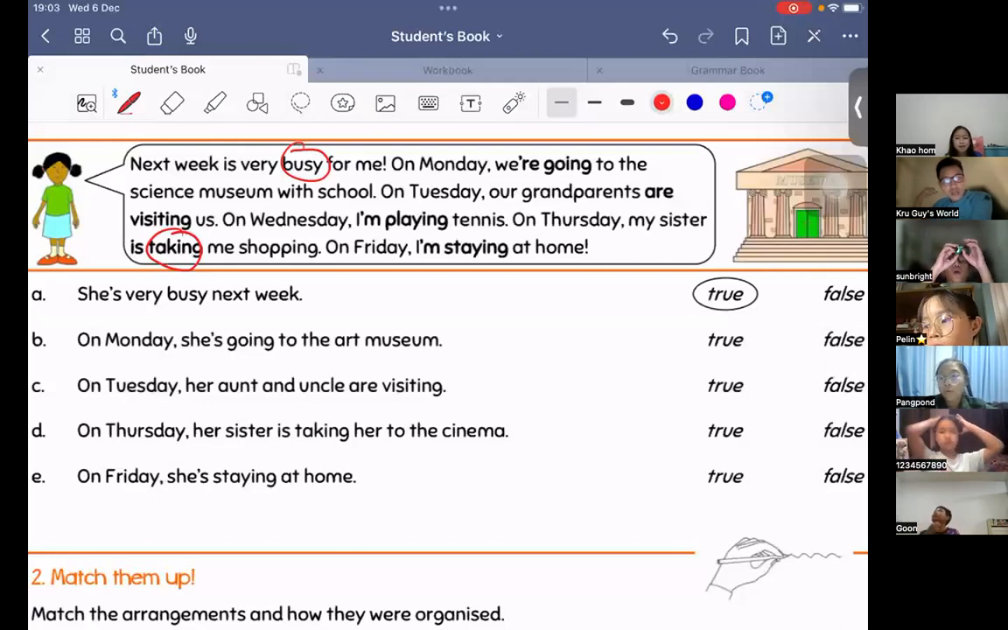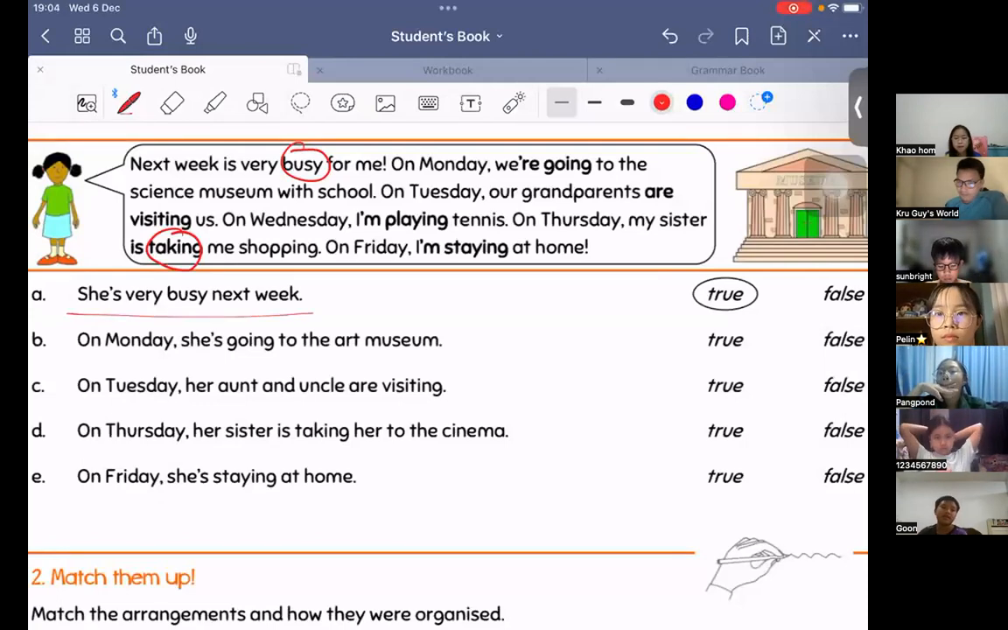Okay, Gun, can you please read number one for me, please? She is really busy next week. Very good. She's very busy next week. Go home, looking at B. On Monday, she is going to the art museum. False.